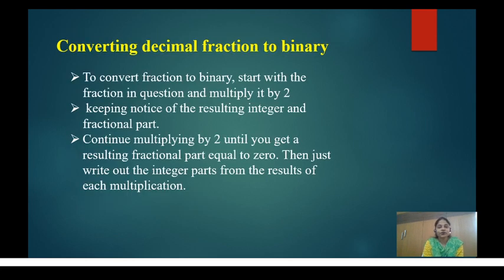Next, converting decimal fraction to binary. How to convert this decimal fraction to binary? First, convert the fraction part to binary. To convert the fraction part, multiply the fraction by 2, keeping notice of the resulting integer and fraction part. Separate the integer part and fractional part of the result and again multiply the resultant fractional part by 2. You have to repeat these steps until the fractional part becomes 0.